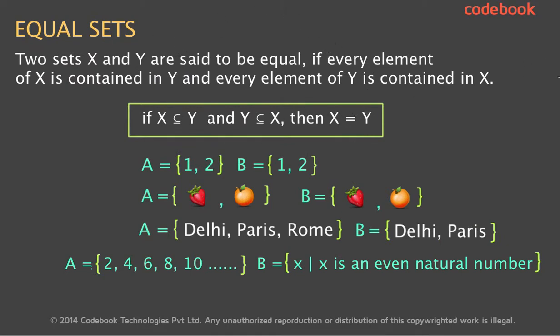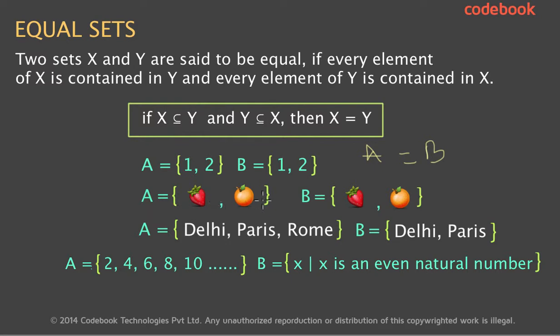Two sets X and Y are said to be equal if they have the same elements, which is, in other words, if all the elements of X are present in Y and all the elements of Y are also present in X. If X is a subset of Y and Y is a subset of X, then X is equal to Y. Let's look at a few examples. A equal to {1, 2} and B equal to {1, 2}. If you observe here, all elements of A are present in B and all elements of B are also present in A. So A is equal to B.